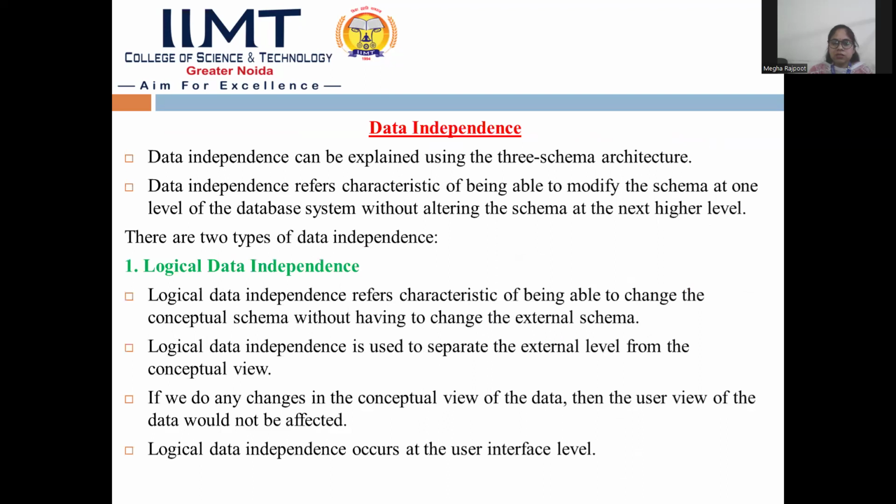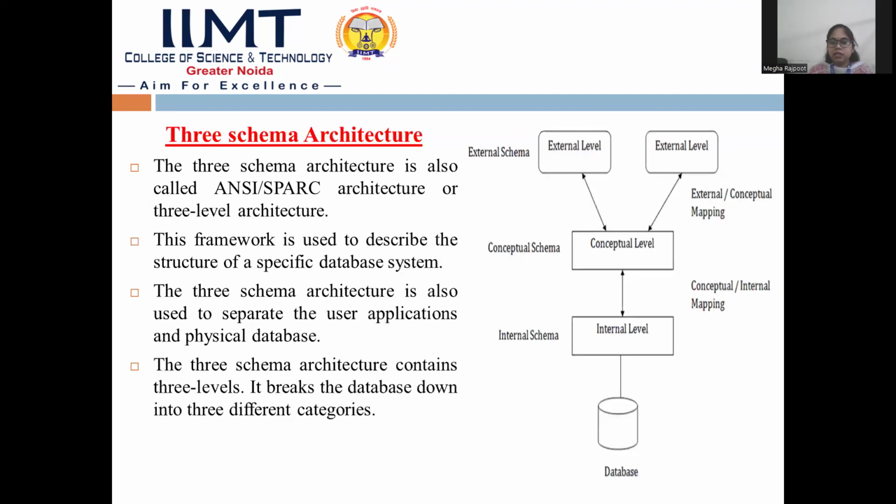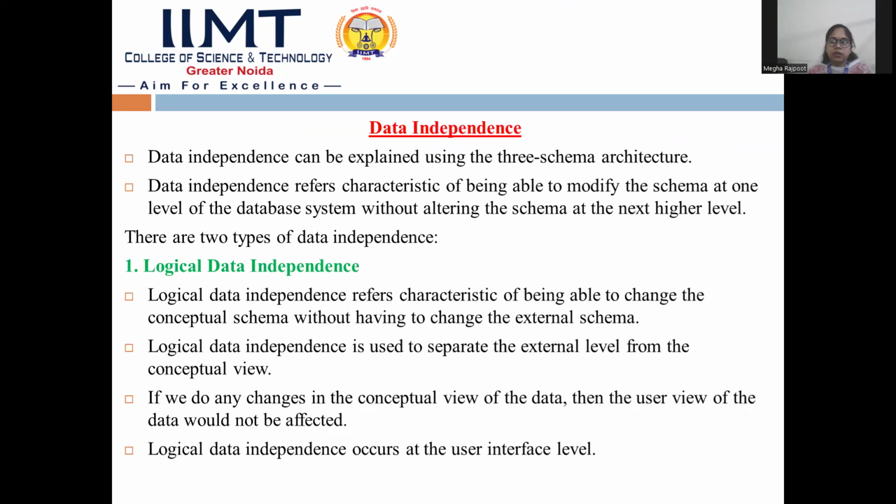Now, next is data independence. So what is data independence? Data independence can be explained using the three schema architecture. Data independence refers to the characteristic of being able to modify the schema at one level of the database system without altering the schema at the next higher level. There are two types of data independence.